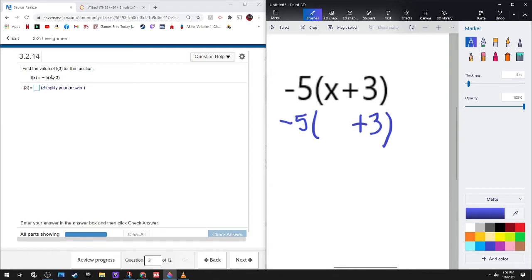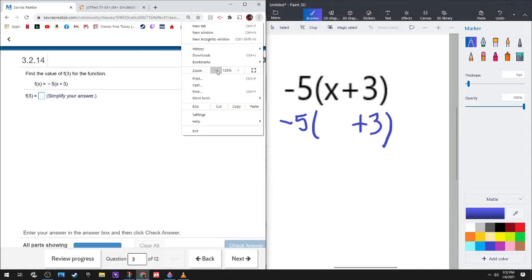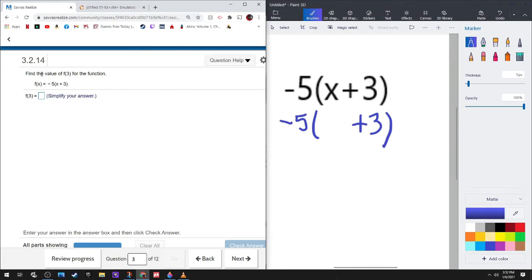So it says, oh, I could zoom in just a little bit more. Yeah, I can do that. Okay. It says f of 3. So I want to plug in 3 where x used to be, and now I'll do the order of operations.